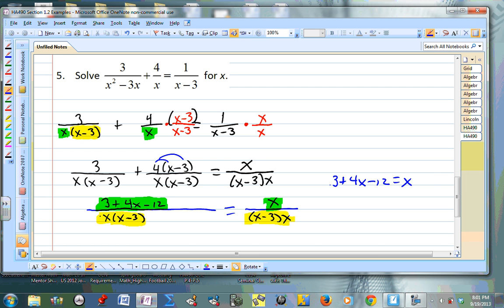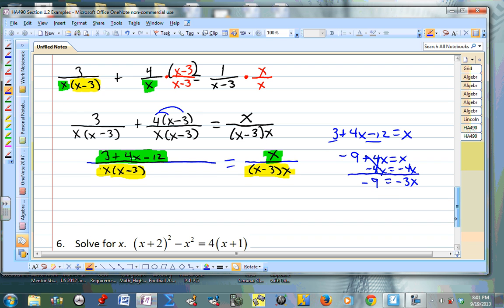Well, now let's combine like terms. 3 minus 12 makes negative 9. Negative 9 plus 4x equals x. And now we'll solve. We'll subtract 4x from both sides. Negative 9 equals negative 3x. And we'll divide each side by negative 3. And we'll get 3 equals x.